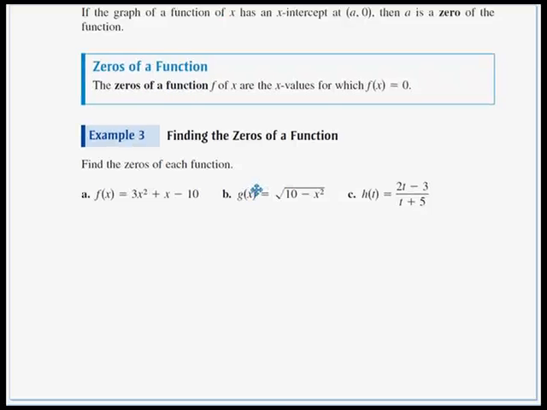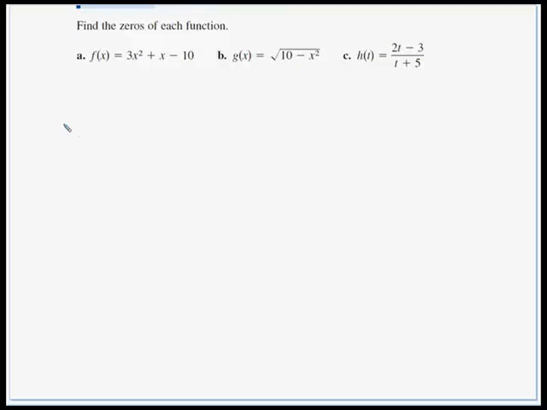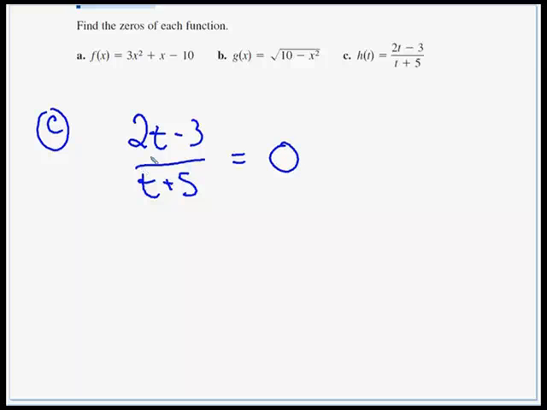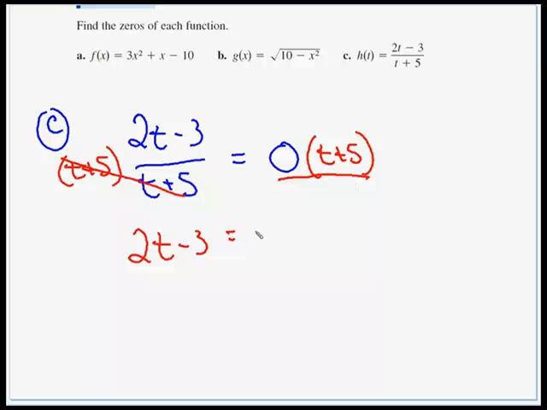So we did a regular polynomial and then a radical, and now we have a rational expression for part C. H of t is 2t minus 3, all divided by t plus 5. And we want to set this whole function equal to 0. How do we get rid of a denominator? We multiply both sides by that denominator. So here they'll cancel, and we just have 2t minus 3 is equal to 0 times anything, which is 0. So basically what you're going to do is just set the numerator itself equal to 0, because that's where a function will zero out. So here we're going to add 3 to both sides. 2t equals 3, divide by 2, t is 3/2.